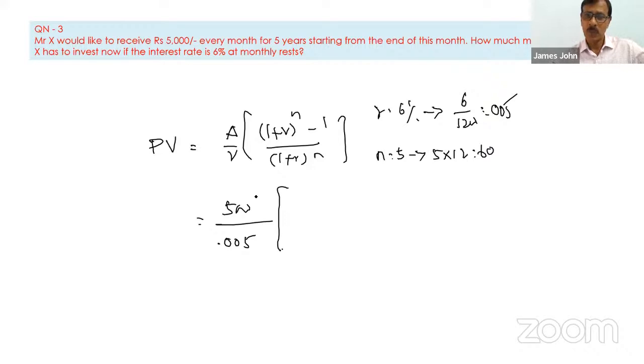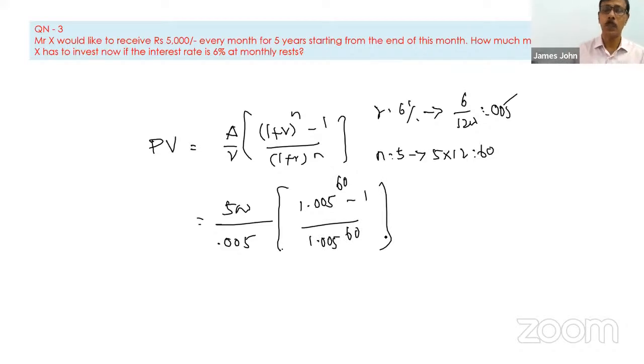Please. So A by R: 5,000 by 0.005 into 1.005 raised to how much? 60 minus 1, divided by 1.005 raised to 60. Now the confusion or the problem with you is how to get the 60th power of 1.005. Everybody knows? If you want to know the shortcut method, I will explain.